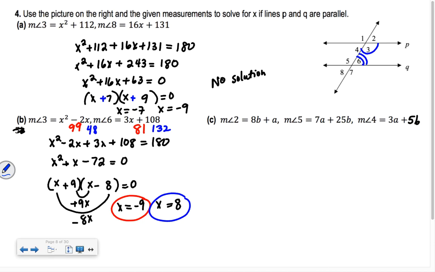I think this last one did work actually. I was thinking that they were going to be equal to each other. They're not equal. They add up to be 180, right? So let's plug in negative 7 in part A. If I plug in negative 7, I have negative 7 squared plus 112.